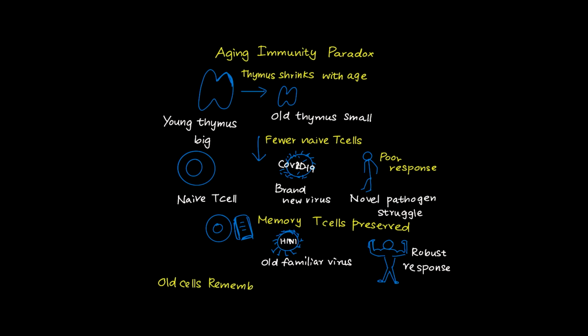Here's a D236 OA exam tip for you. Connect aging to T cells using the phrase, old cells remember, new cells disappear. Memory stays, naive shrinks. Old cells remember, new cells disappear equals strong for old, weak for new.